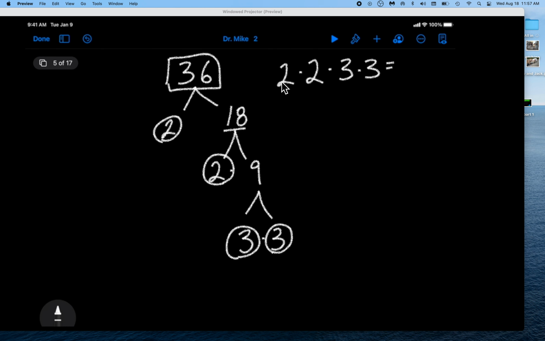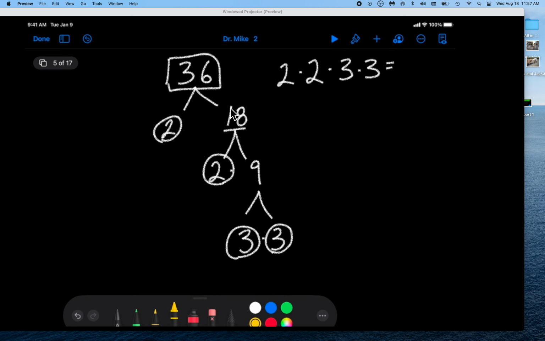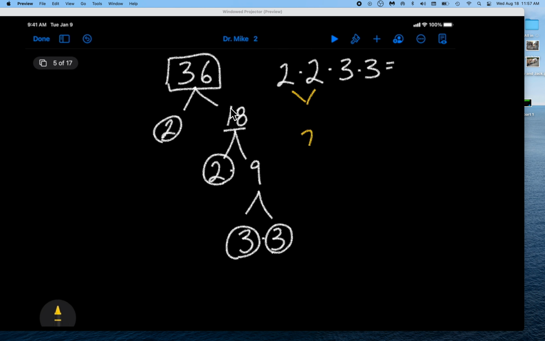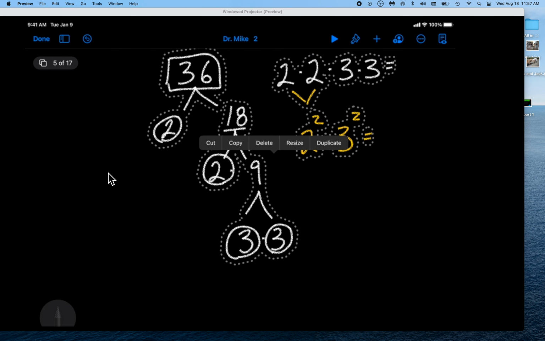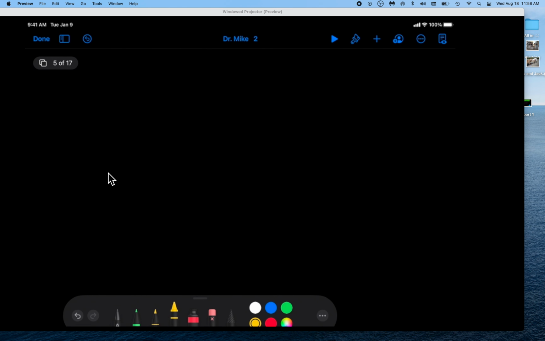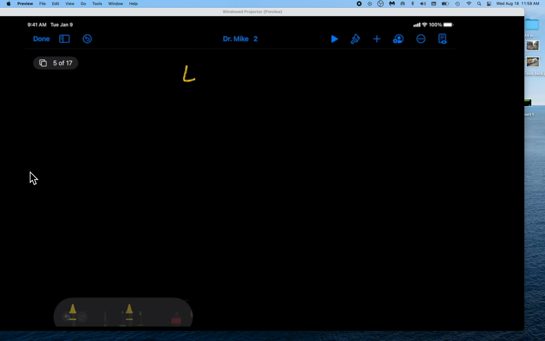Let's check our work. 2 times 2 is 4. 4 times 3 is 12. 12 times 3 is 36. That is correct. We could leave it like this, or it would be customary to combine these. We multiply 2 by itself twice and 3 by itself twice. That is, both of these are the prime factorization of 36. Notice, all prime numbers. Okay, let's try one last one. Again, please pause the video and try it.